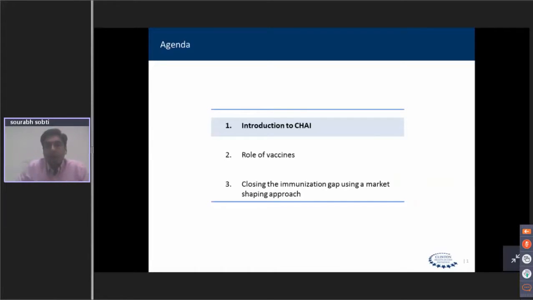The three broad contours of my talk are a brief introduction of CHAI, the role of vaccines, and how we can help in improving or closing the immunization gap using a market shaping approach.